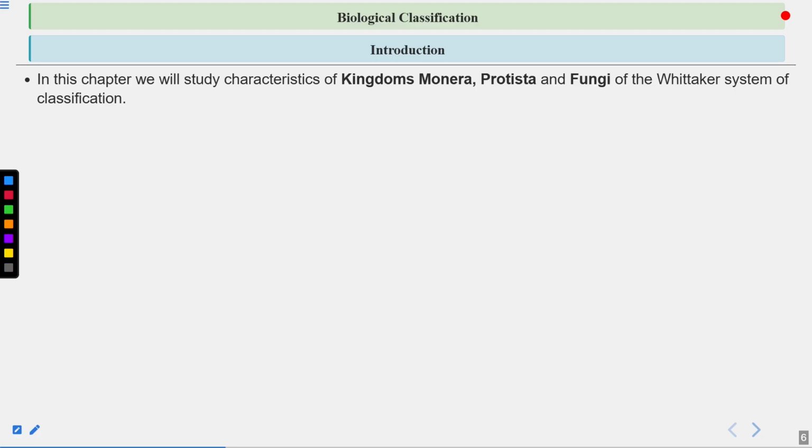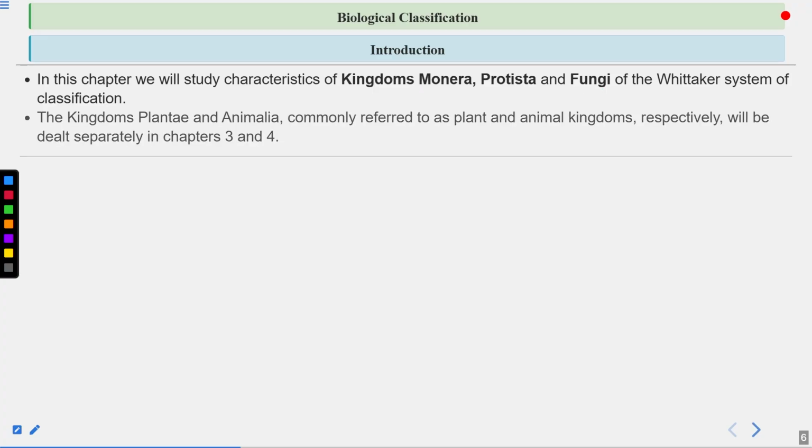Now in this chapter, we'll study the characteristics of kingdom Monera, Protista, and fungi. So we'll focus on these three kingdoms. There are other kingdoms also, like kingdom Plantae and kingdom Animalia. Clear? But in this lecture, we'll focus on kingdom Monera. We'll also talk about kingdom Plantae and kingdom Animalia, but in the other chapters, the plant kingdom and the animal kingdom.